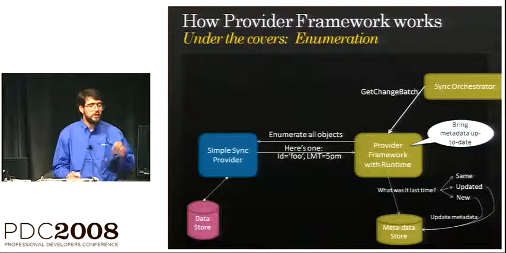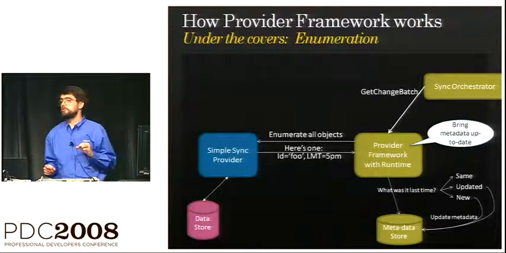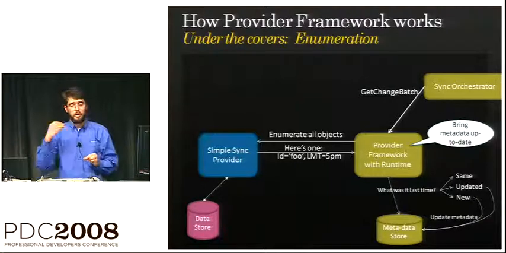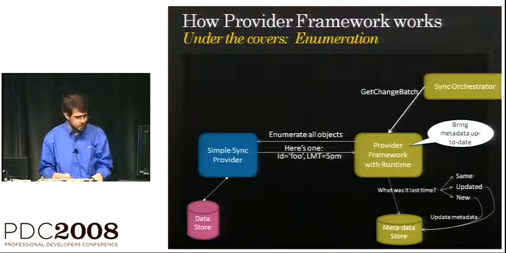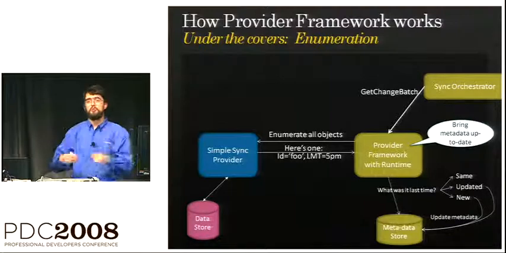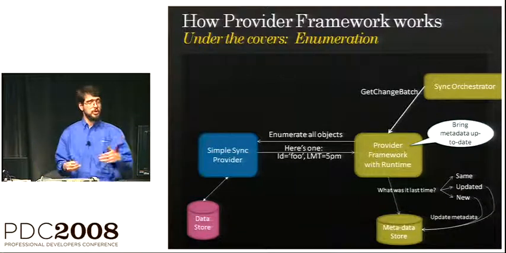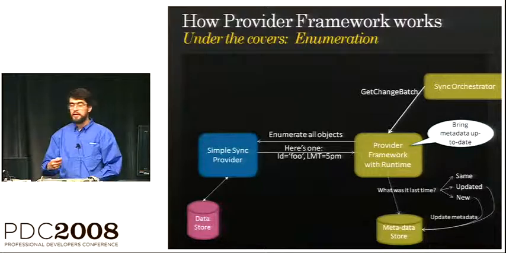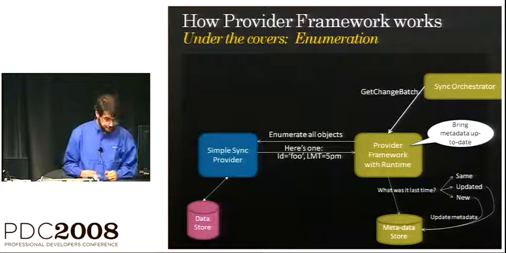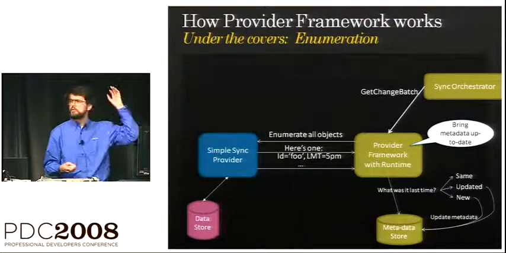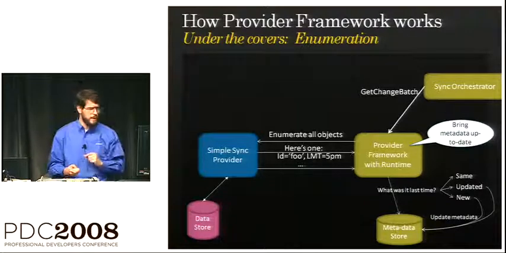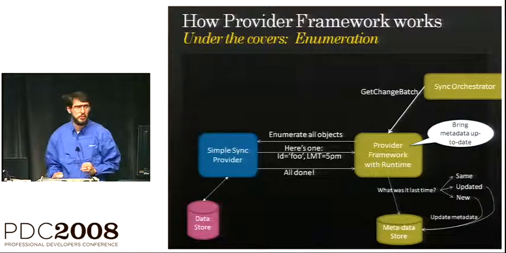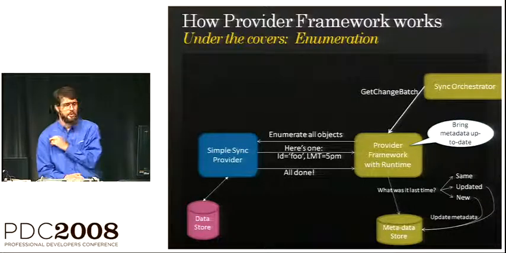Whichever of those is true, it will correctly update the metadata store. For those who remember the metadata model of sync framework from V1, it will issue a new update version, a new tick count. It will store the right update version in the metadata store, and will properly maintain the knowledge of this replica. Meanwhile, the provider keeps reporting objects to the provider framework, and finally, it is all done. It has reported all the objects. But the framework still has one more thing to do.